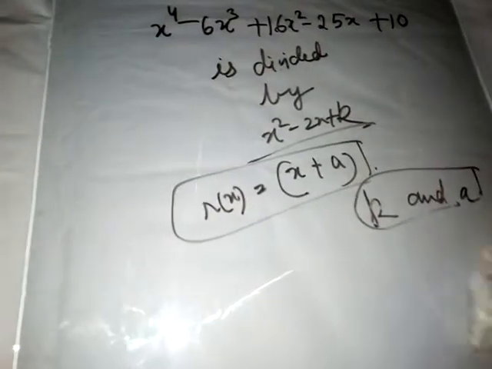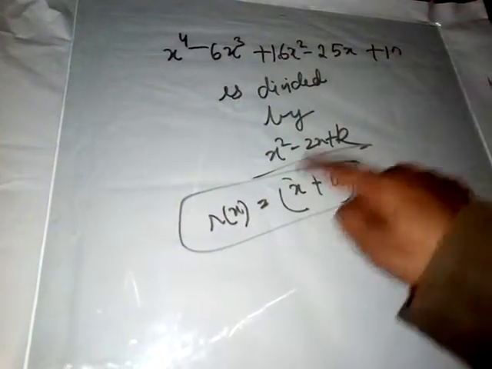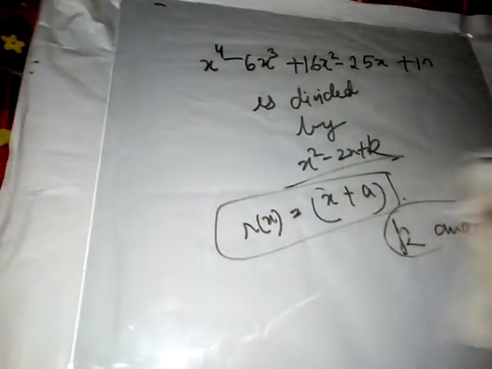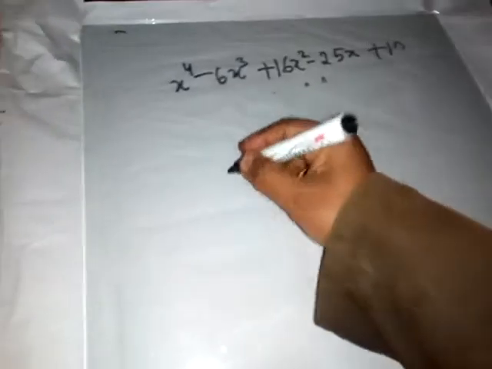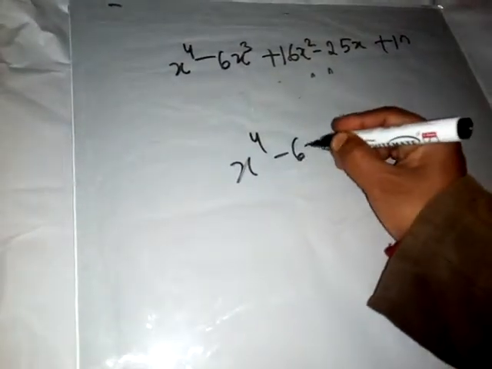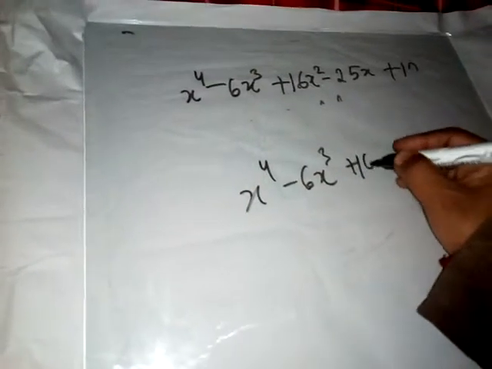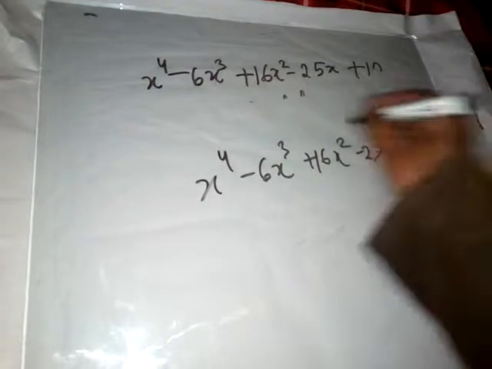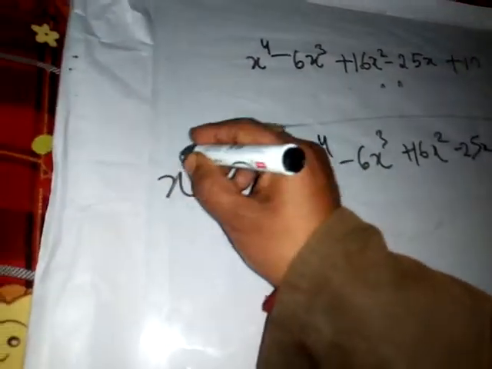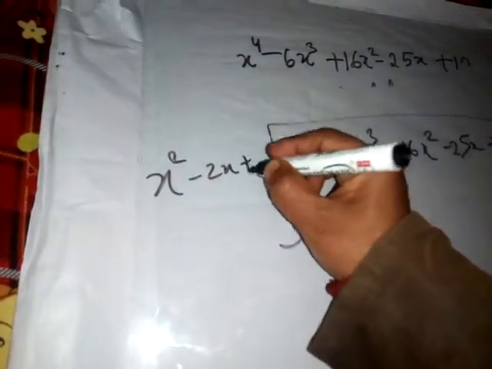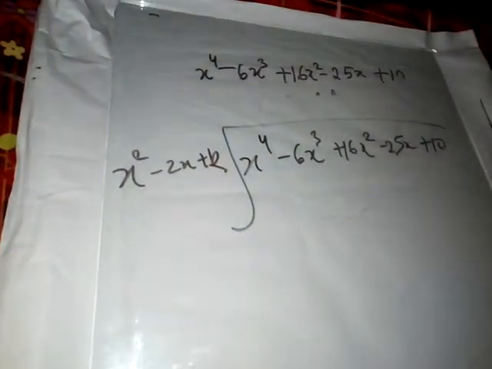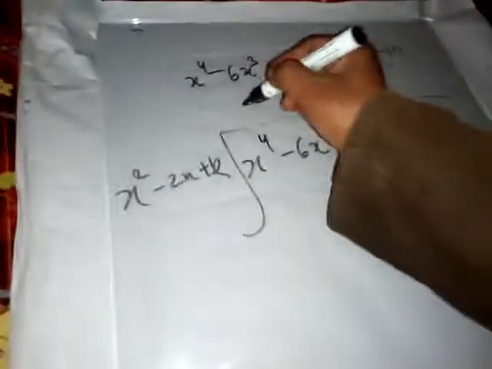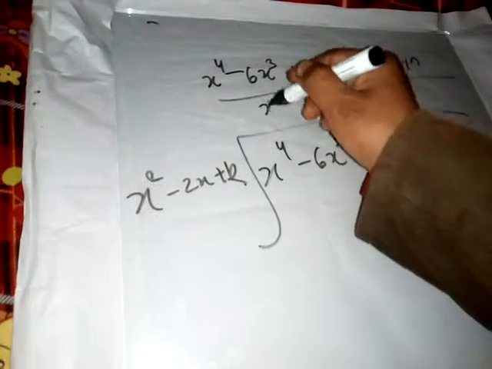So first we will do the long division, that is we will divide this polynomial by x square minus 2x plus k. Let's do that. So actually we have to divide x to the power 4 minus 6x cube plus 16x square minus 25x plus 10, and we are going to divide it by x square minus 2x plus k. Now just note down the steps very carefully. We are going to first multiply here by x square.